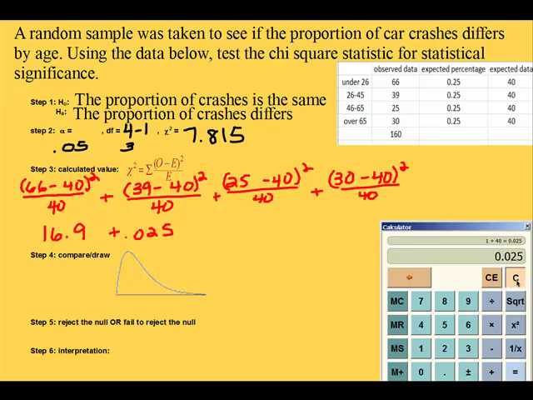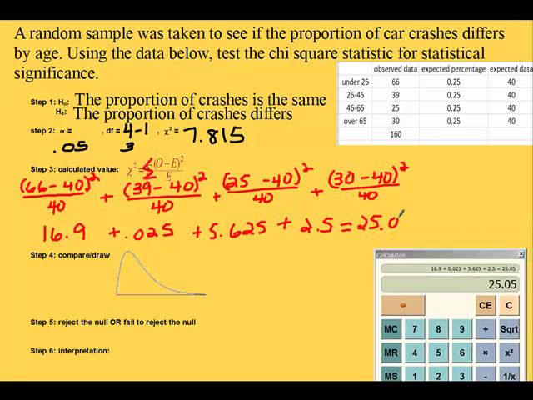25 minus 40 is 15. 15 squared is 225, divided by 40 is 5.625. Finally, 30 minus 40 is 10. 10 squared is 100, divided by 40 would be 2.5. The sigma in the formula means add, so I'm going to add all those together. My calculated chi-square value is 25.05.